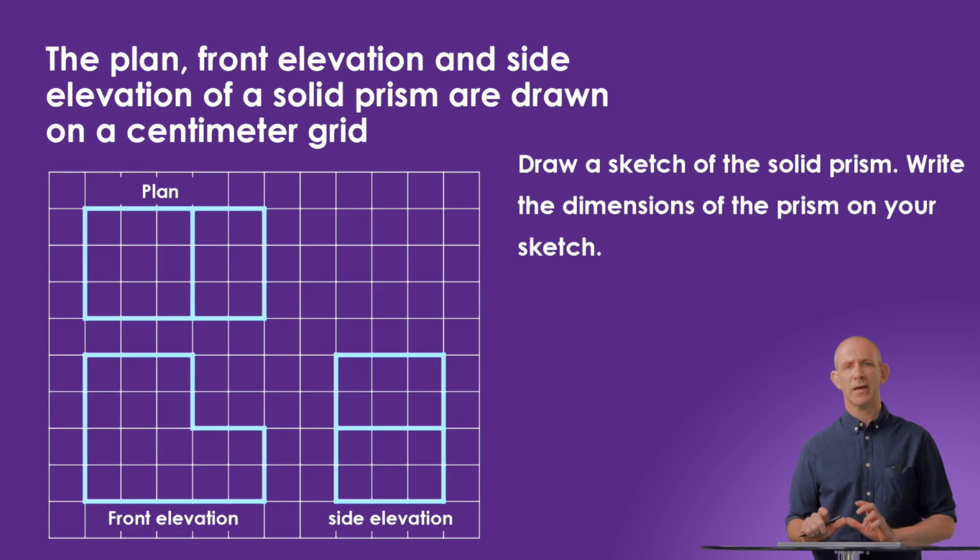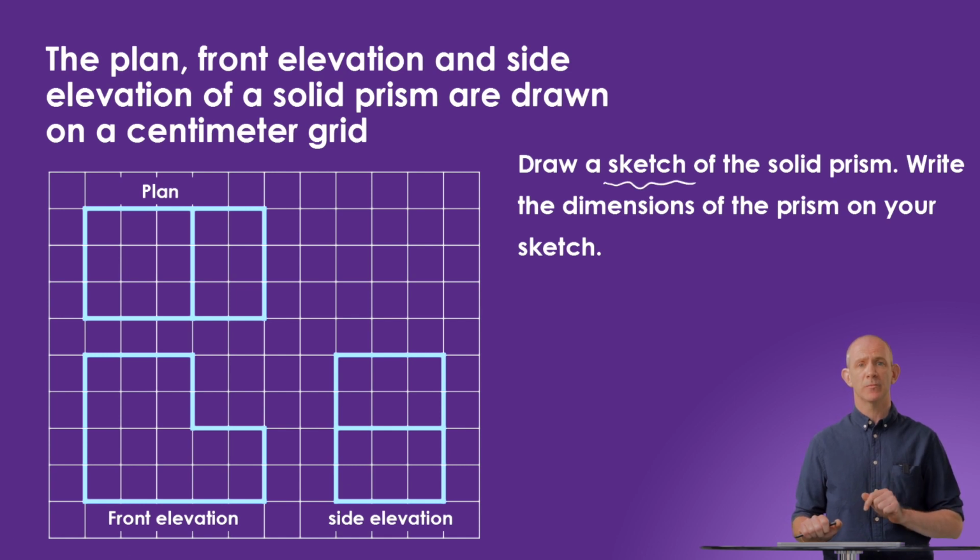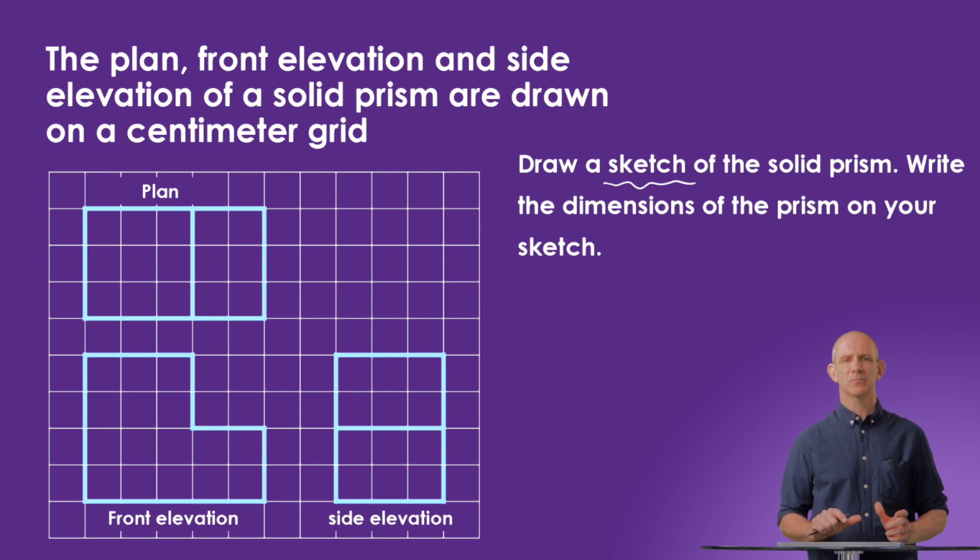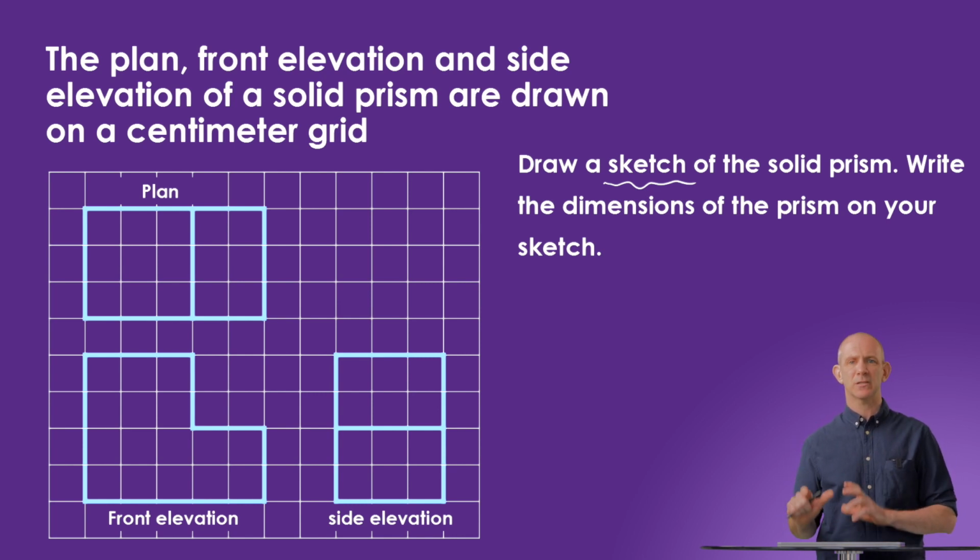Here, we're given the plan, front elevation and side elevation of a solid prism, which are drawn on a centimetre grid. They're asking us to draw a sketch of the solid prism and write on the dimensions. Now, I'm not very good at drawing, so I'm relieved to see that this asks for a sketch, which allows it to be less accurate than on the centimetre grid. It also asks for the dimensions to be added. So what I lack in accuracy on my sketch, I can make up for with my notation.